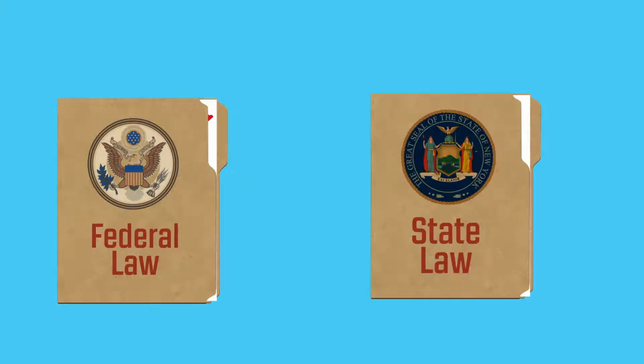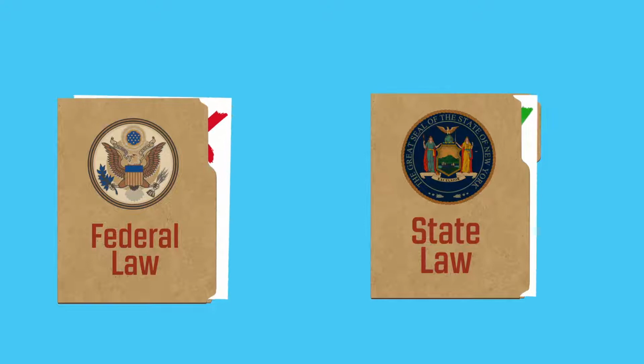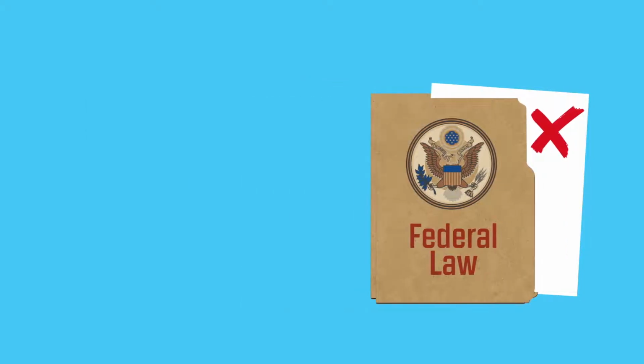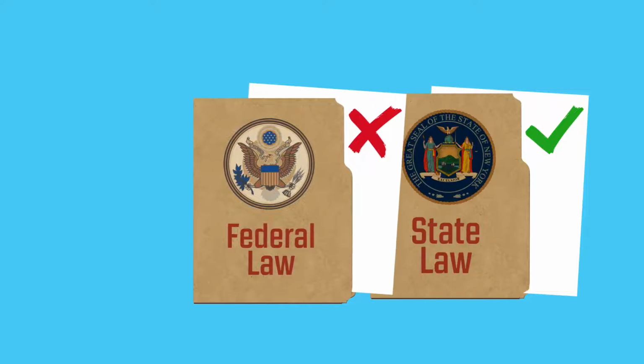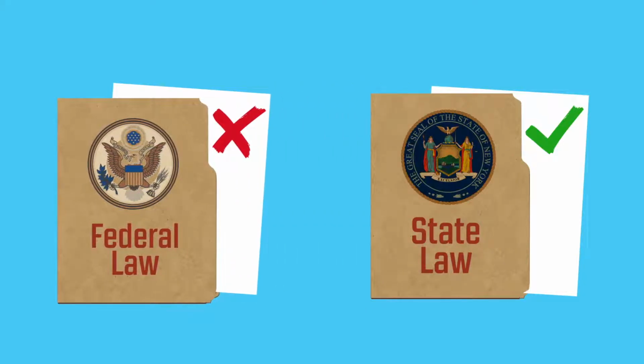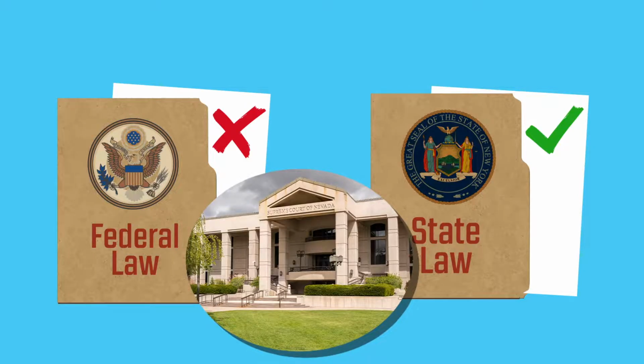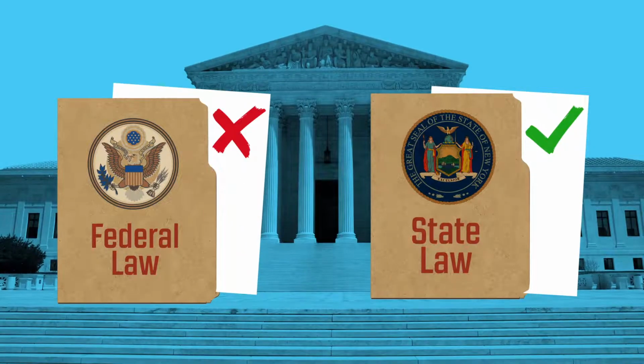So what happens when federal and state laws disagree? According to the Constitution, federal laws override state laws. But the reality is more complicated. If a state passes a law that goes against a federal law, the issue can then be taken to court. The case can go all the way to the Supreme Court, which has the final say.